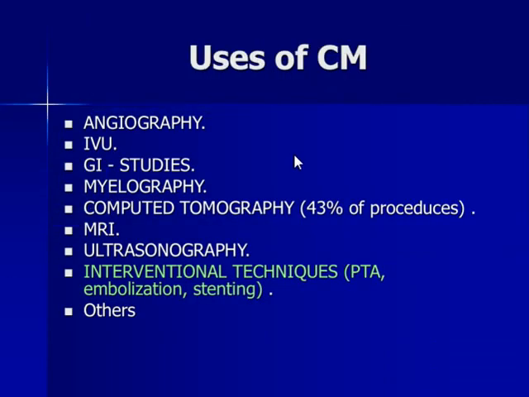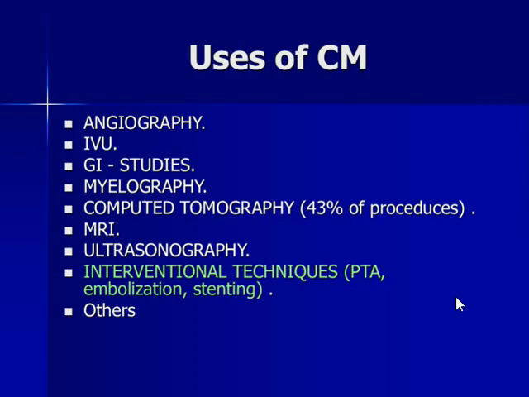So what are the uses of contrast medium? There are a lot of uses for contrast medium. The most important and the most frequent ones include angiography, IVU, the different GI studies like barium swallow, meal, follow-through, and enema. In myelography, also in CT, we use the contrast medium, which composes about 43% of the procedures, in MRI, ultrasonography, and interventional techniques, like, for example, PTA, embolization, stenting, and of course, there are many other uses, but these are the most frequent and most commonly used ones.